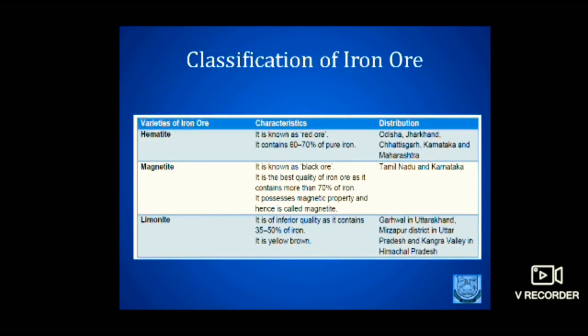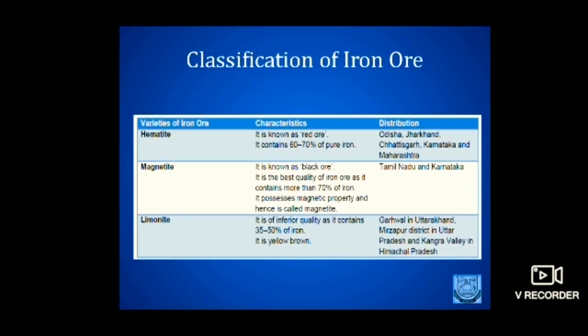Next, let us have a look at the classification of iron ore. The iron ore can be classified into 3 types: hematite, magnetite and limonite. It is based upon the iron present in the iron ore. Generally, hematite is known as red ore because it has 60 to 70% of pure iron in it. But when we check the best quality of iron based upon the magnetic property, it is magnetite that ranks first. It is also known as black ore.